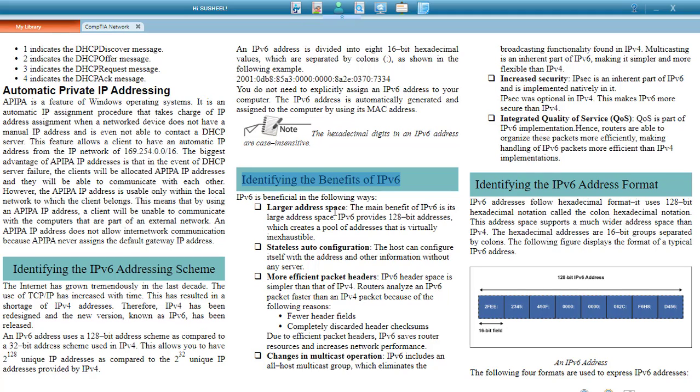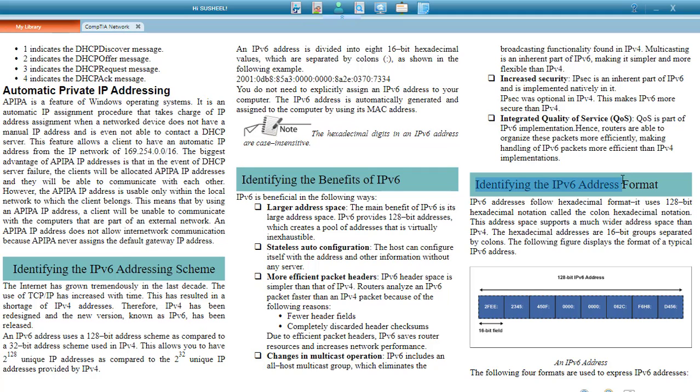Identifying the benefits of IPv6. IPv6 is beneficial in the following ways. Larger address space. The main benefit of IPv6 is its large address space. IPv6 provides 128-bit addresses, which creates a pool of addresses that is virtually inexhaustible. Stateless auto-configuration. The host can configure itself with the address and other information without any server.